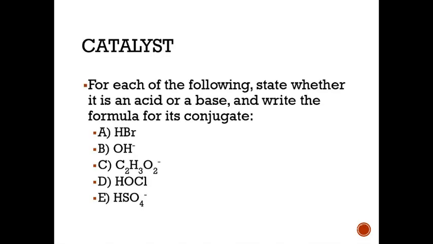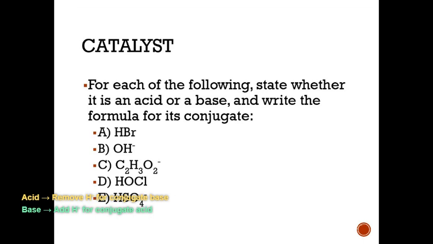We're looking at the Brønsted-Lowry definition of acids and bases. An acid is a proton donor, and a base is a proton acceptor. To find the conjugate, we either add or remove an H+. If you have an acid, remove a proton to get its conjugate base. If you have a base, add a proton to get its conjugate acid. Let's work through each one.